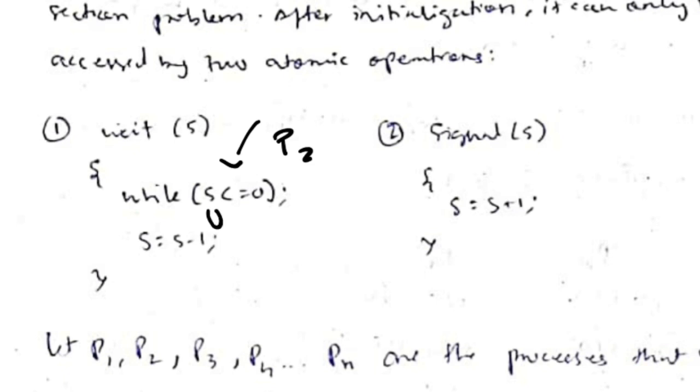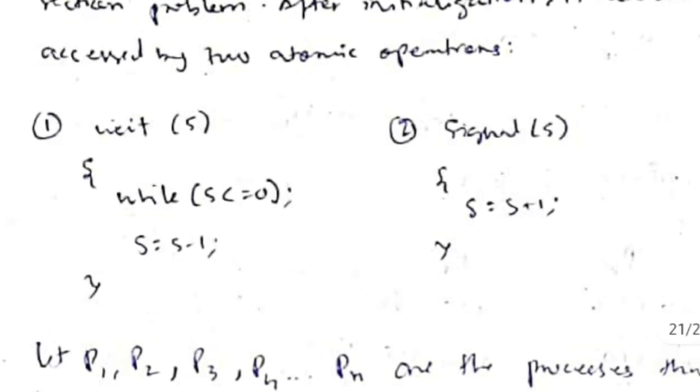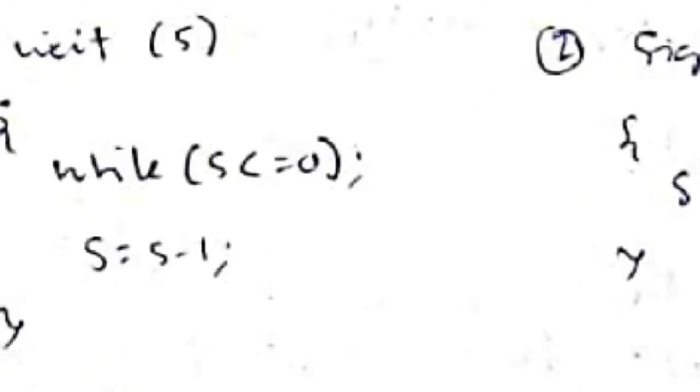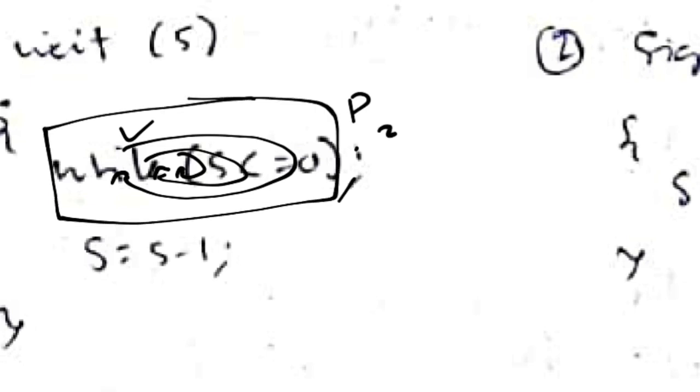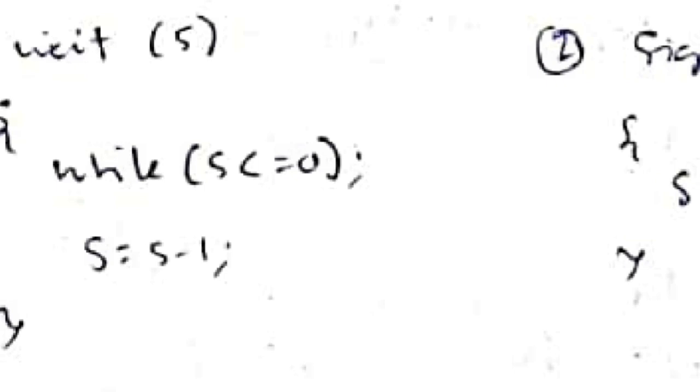While s is less than or equal to 0, it has no body, it's just a semicolon. So what will happen? This will become true and it will keep getting looped infinitely in this same loop. So P2 will be stuck here. It will not come out of the loop, so that is the waiting time for P2. Till when will it not come out? Till this statement is true. What is this statement? While s is less than or equal to 0. So until the value of s changes and becomes greater than 0, P2 will be waiting in this loop.